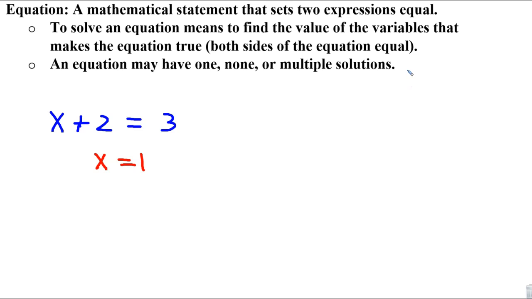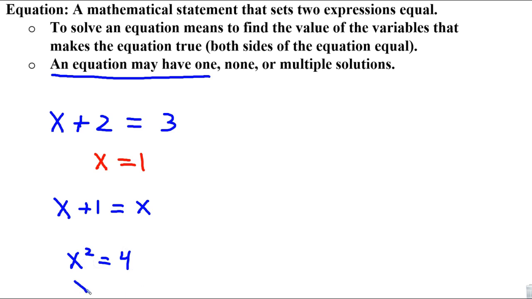Now an equation can have one, none, or multiple solutions. Here's an example of an equation that has one solution, x equals 1. An example of something with none would be something like x plus 1 equals x. There is no solution to this because there's not a number that I can add 1 to and get itself. We'll mainly be focusing on the one case. We're not going to really worry about the none. Multiple solutions, something like x squared equals 4. Well, for that, x could be equal to 2 or negative 2.